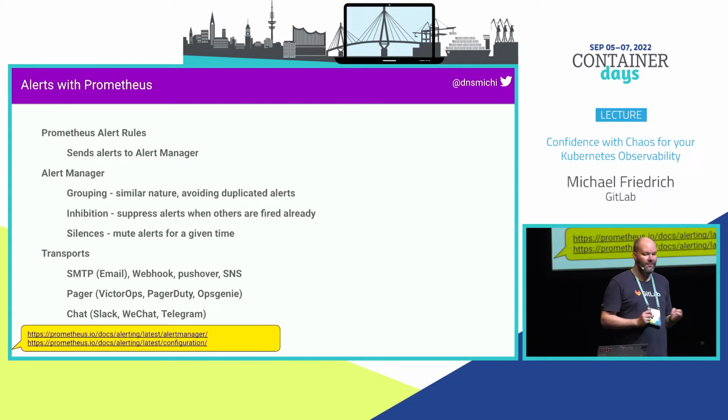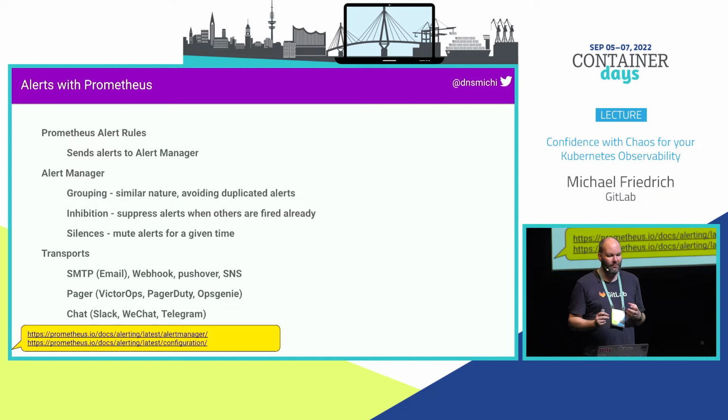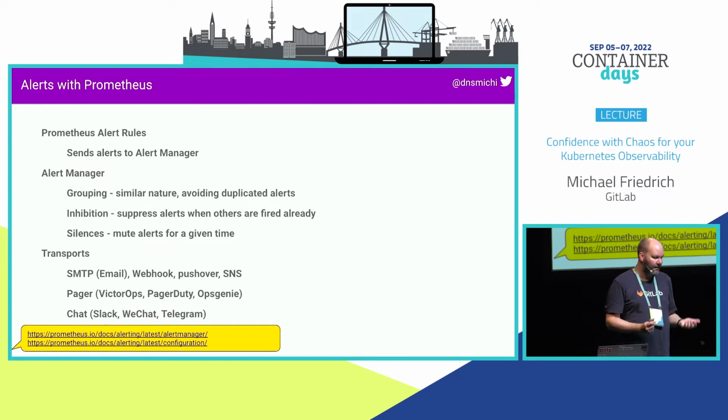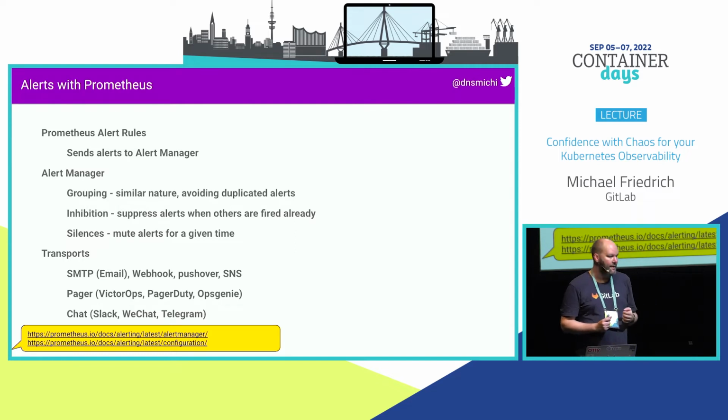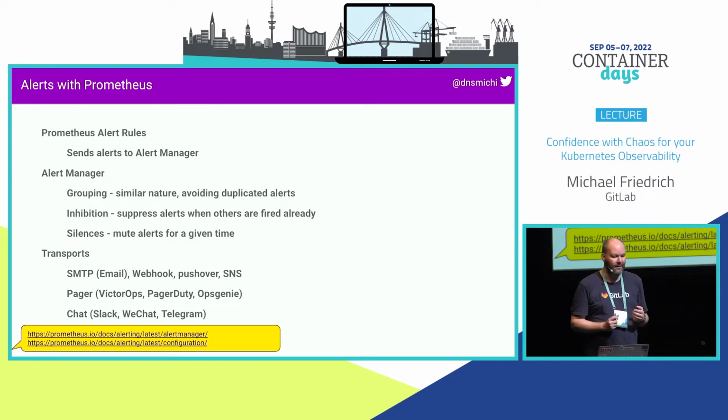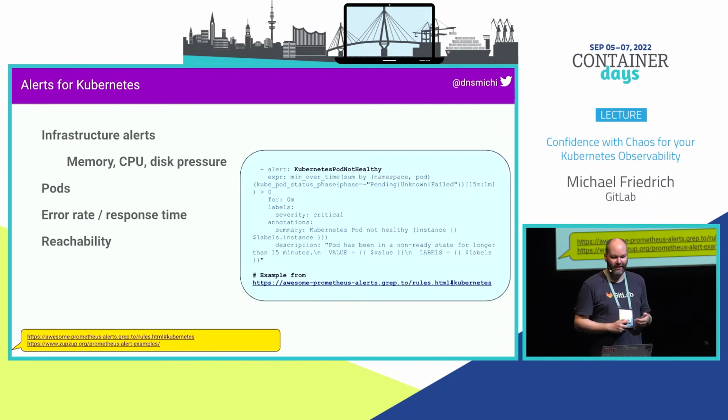When we think of alerts with Prometheus, there are two parts: Prometheus alert rules, sending them to the Alertmanager, and the Alertmanager allows you to do some grouping, some inhibition, some silencing, which means kind of acknowledging things for a given time. Then you can send the alerts to specific endpoints, APIs, email, classic pagers, or other ways to notify about things.